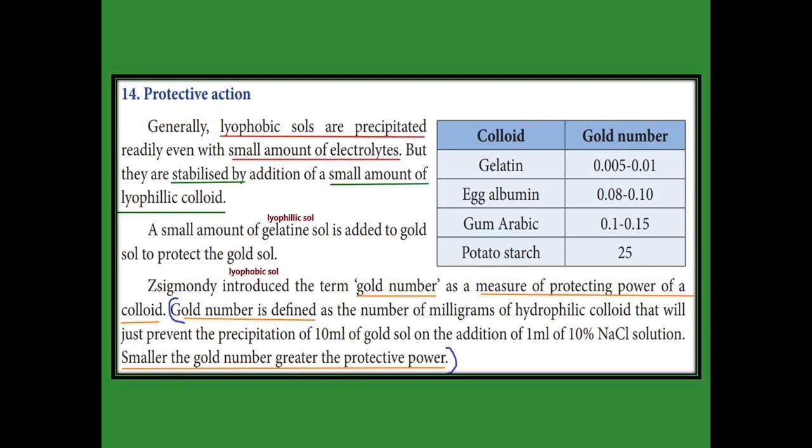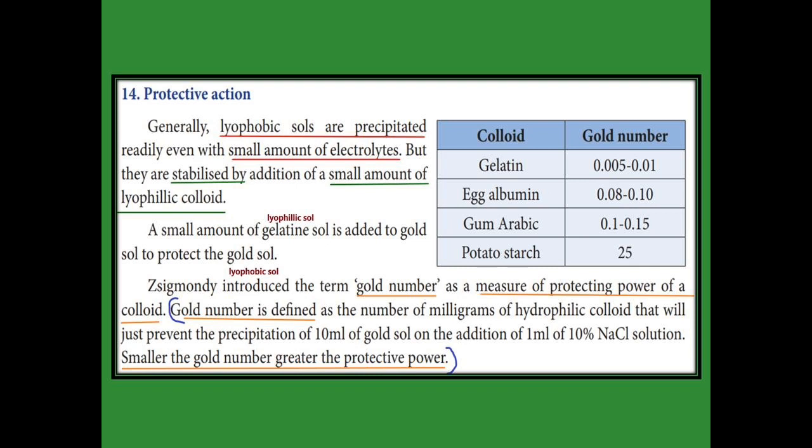Zsigmondy introduced a term that is called the gold number. What does gold number mean? It is a measure of the protecting power of a colloid. The definition of gold number is the number of milligrams of hydrophilic colloid that prevents the precipitation of 10 ml of gold sol on addition of 1 ml of 10% sodium chloride solution. What definition is being given here? Every word must be important. So memorize that definition of gold number.